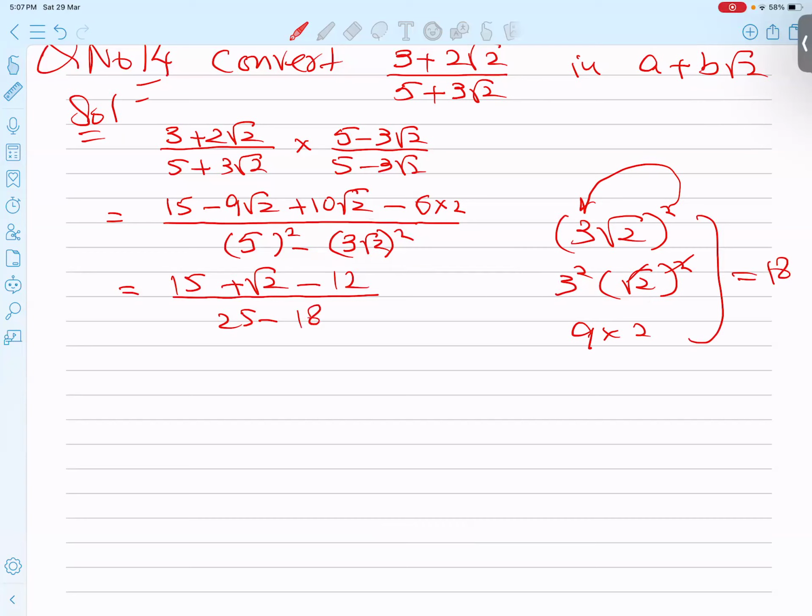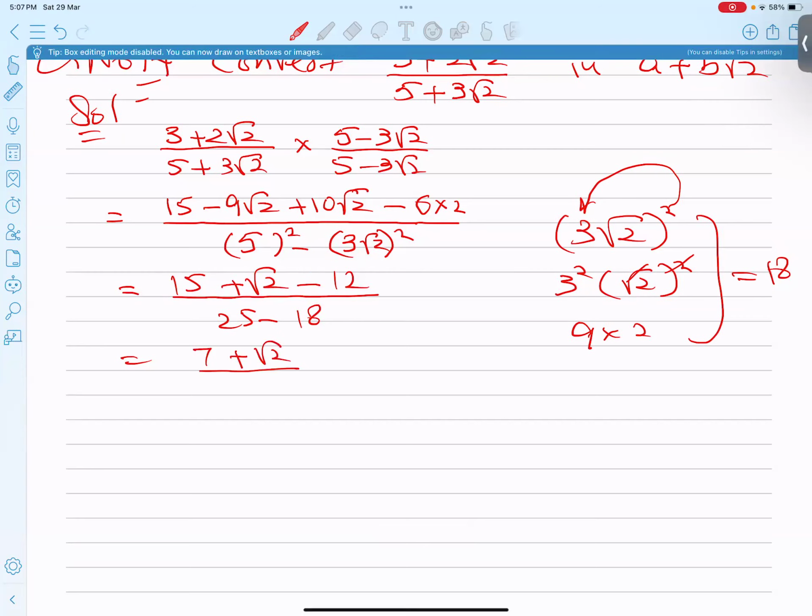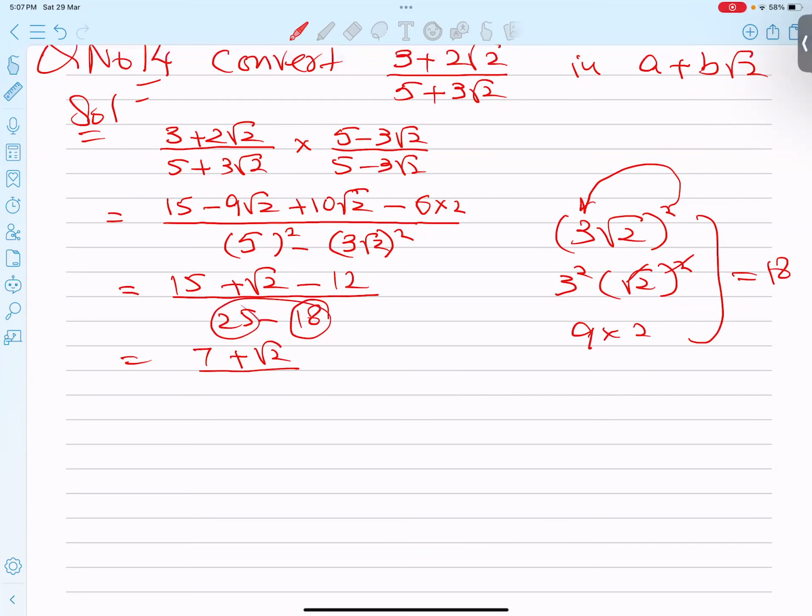Do it very carefully. 15 minus 12, I got a 7. 7 plus √2 comes on the top. And 18 plus 7, 25, so 7 comes here. 7 will divide both numbers like this. This cancels out, I got a 1 plus 1 over √2.